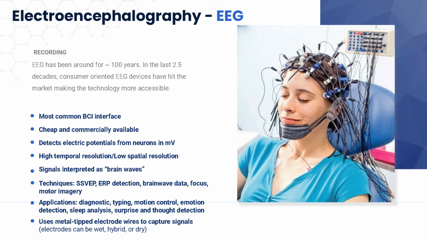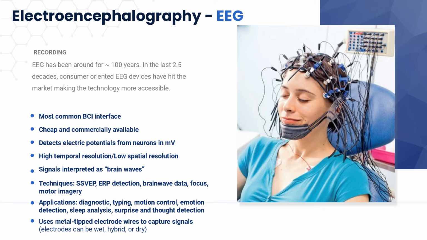This high temporal resolution means that it picks up those signals very quickly, but it's not able to be very specific. So it can't detect with a high degree of specificity. We refer to the signals that come off of EEG as brain waves, and there are lots of techniques. I'm going to assume if you are working with this that you can find these different techniques, so I'm not going to spend a lot of time on them.